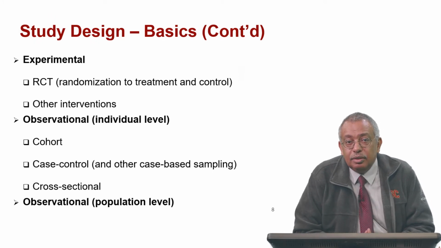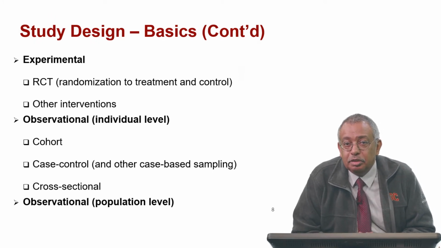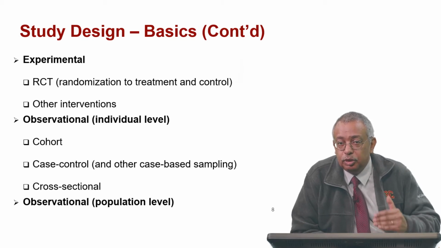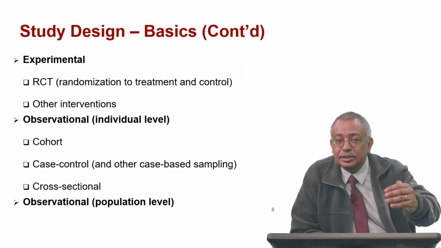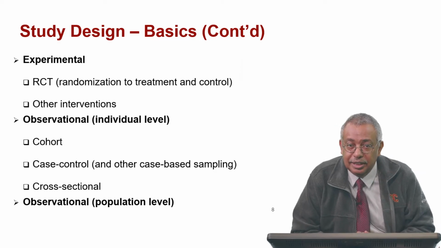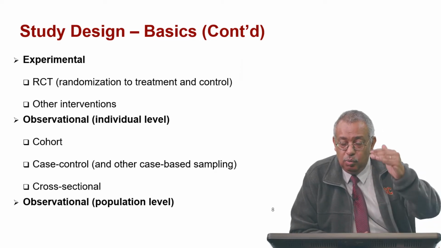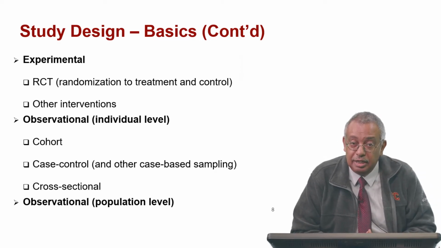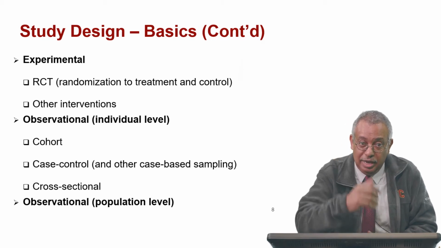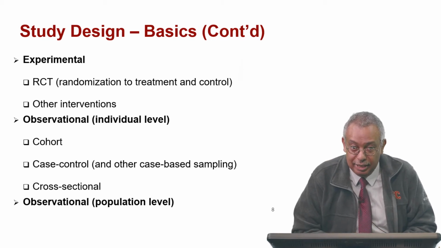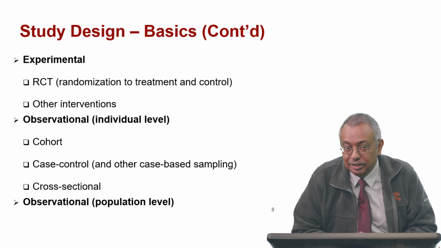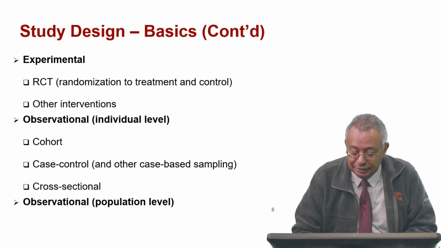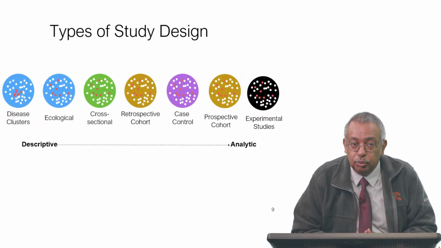In experimental, we have what we call the randomization to treatment and control in a randomized control trial, or there could be other interventions. When we're dealing with observational, we can distinguish between individual level observational studies and population level observational studies. And under that, we have different types of designs, which I'll come back to later. In this case, we have what we call cohort, case control, or other case-based sampling, or cross-sectional studies, which I'll come back to later as well.